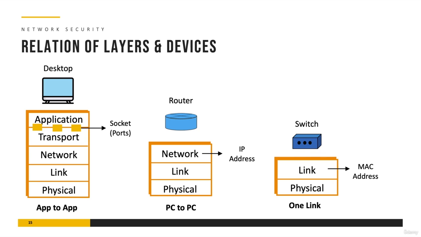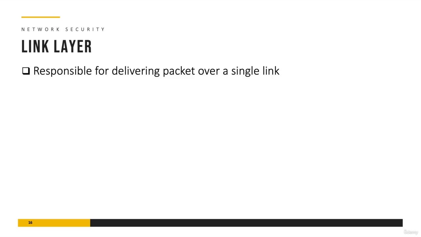You should also note that routers also have the link layer, but they have the network layer on top and their main focus is on using IP addresses to perform end-to-end routing. Whereas switches have MAC addresses at the link layer and they perform link-to-link delivery. So basically the difference is end-to-end and link-to-link. As we discussed, the link layer is responsible for delivering packets over a single link.